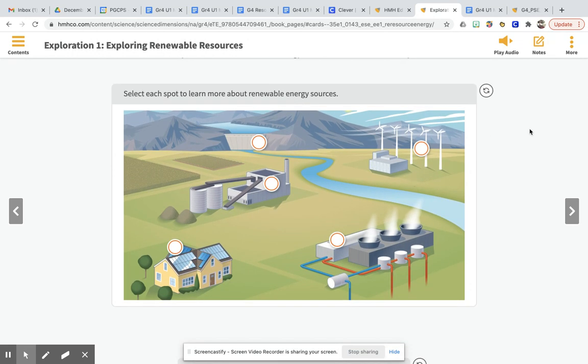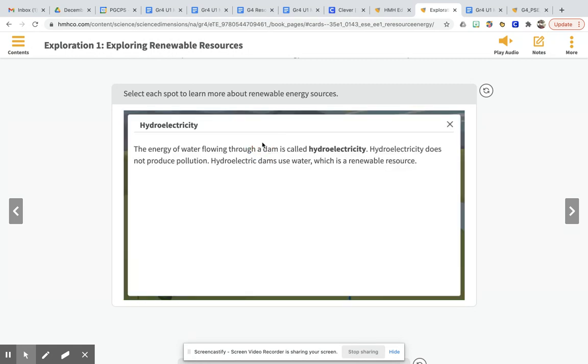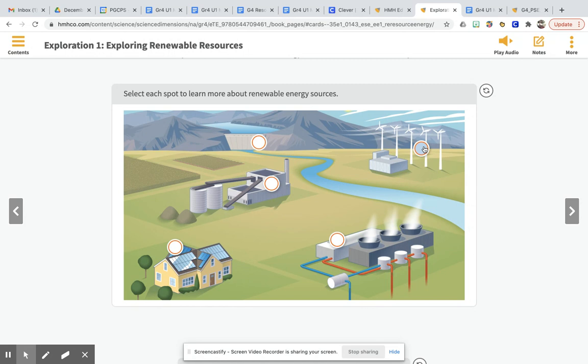All right, guys, so let's take a look at our picture. This picture looks quite different than the one we looked at yesterday. We are looking at very different sources for our renewable energy. We're going to click on each one and learn a little bit about them. So here's our first. It says hydroelectricity. The energy of water flowing through a dam is called hydroelectricity. Hydroelectricity does not produce pollution. Hydroelectric dams use water, which is a renewable resource. And so, the first renewable resource that we're learning about today is water, and it's associated with hydroelectricity.